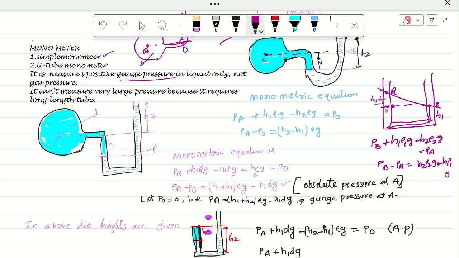So pressure here and here same only. Pressure at C and pressure at B same. So therefore, we can write the gauge pressure is equal to (H2 minus H1) of rho into G if both the limbs have the same liquid. Different liquid means this is the answer. Okay, this is gauge pressure.